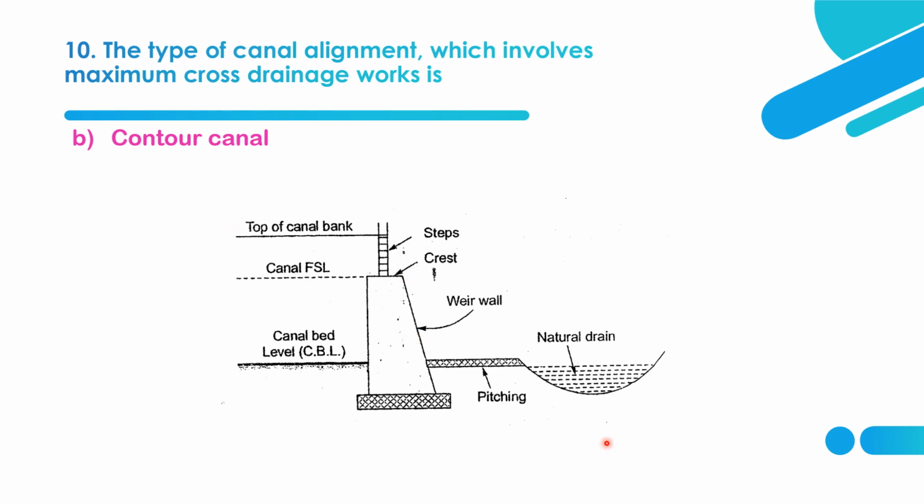This is a type of canal escape, a weir canal escape. This canal escape is constructed to control the FSL. The canal FSL has to be controlled, right? So to control the full supply level of the canal, we construct canal escapes. Here a natural drain will be there. And other things such as canal outlets and modules are also constructed to control the discharge from the canals. So these are some cross drainage works and canal structures to control bed grade, flow depth, discharge and FSL.